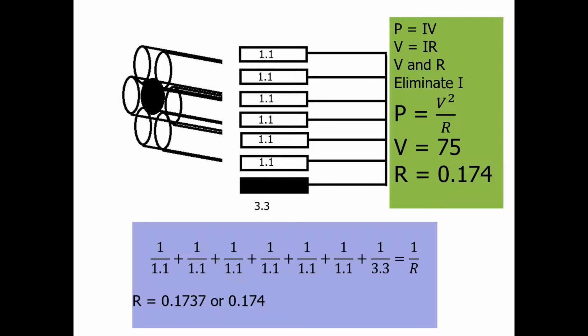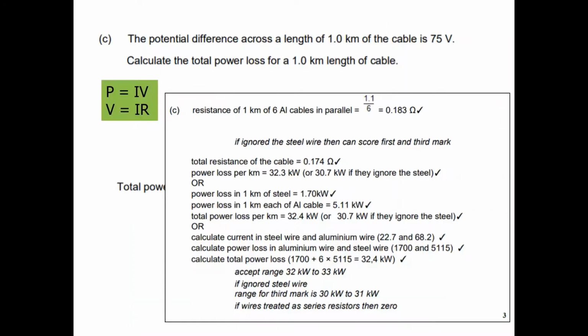And the equation for power in terms of V and R, you should get P is equal to V squared over R. You know V is 75, you know R is 0.174. Put that into the equation, and you should get 33.3 kilowatts. So this is the mark scheme. So have a look at the mark scheme, pause the video and have a look.